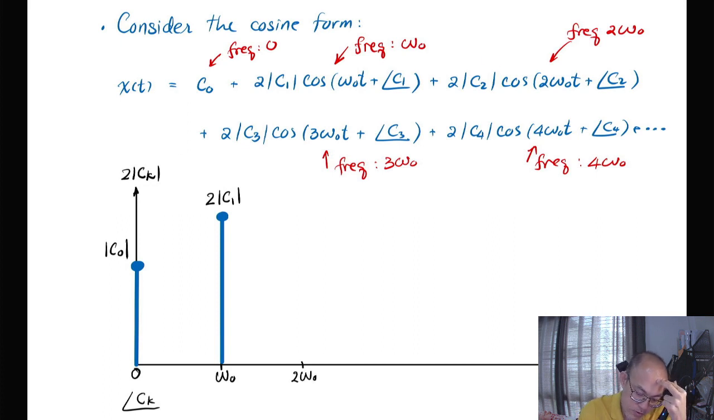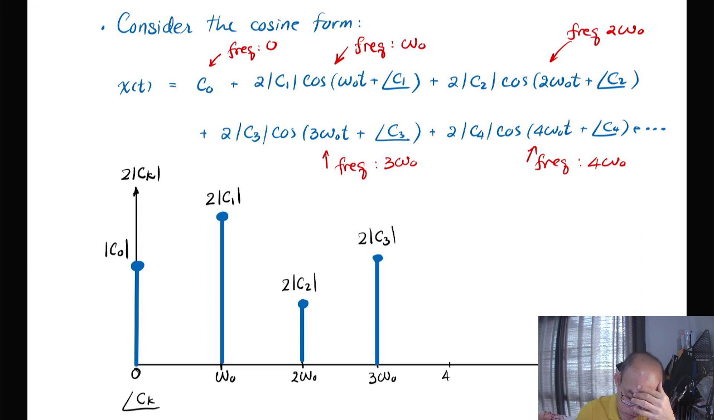So 2 omega 0 has the amplitude of 2c2. I'm going to plot it right here. Let's say that 2c2 is here. And this is 3 omega 0. The amplitude at frequency 3 omega 0 is 2c3. So I'm going to plot it here, 2c3, and so on. Let's do another one, 4 omega 0.